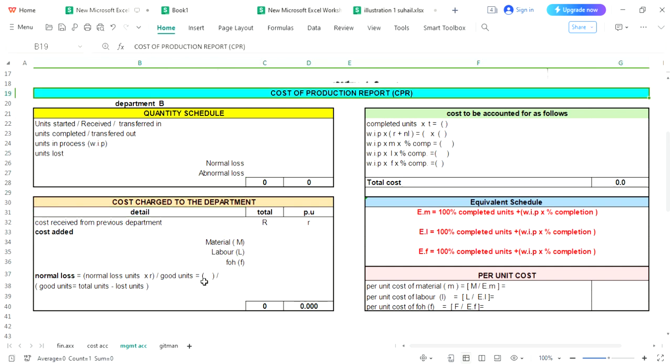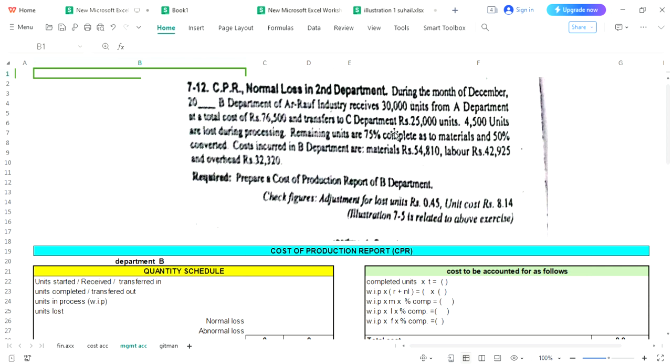So let's go to the question, and now we are going to start reading. Normal loss in second department during the month of December. Department B. Problem solved. So we are here, you can see we have already edited. Now we are doing department B.